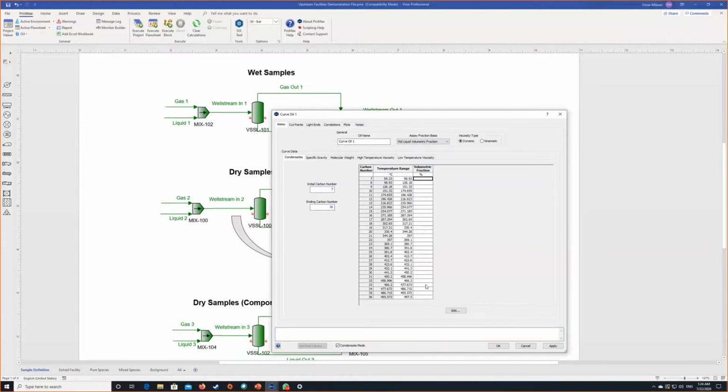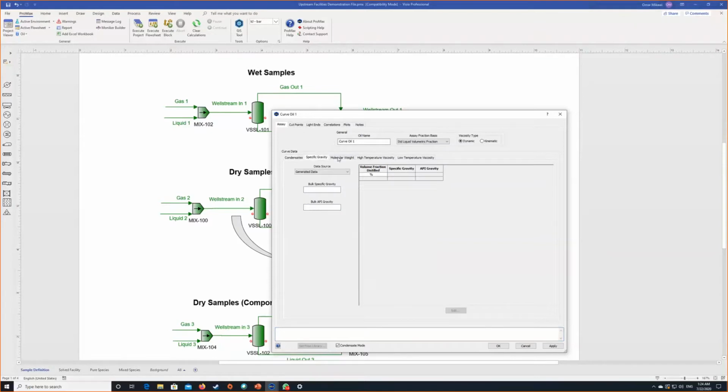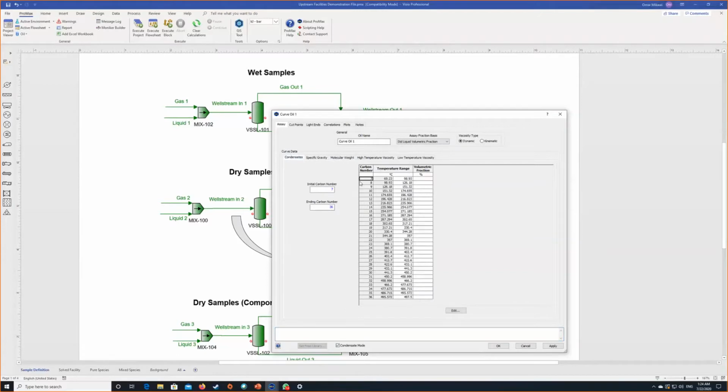So this is great in terms of having a quick and easy well stream definition, but its disadvantage is that you have very little flexibility with changing the specific gravity and the molecular weights of your C7 cuts, your C8 cuts, and so on and so forth. So I generally recommend, instead of using condensate mode, if you have individual cuts and individual pseudocomponents, to use the single oil. What is the significance of light ends in modeling the oil stream?